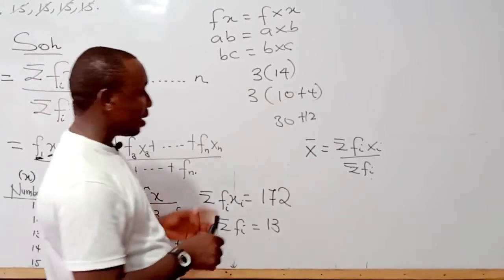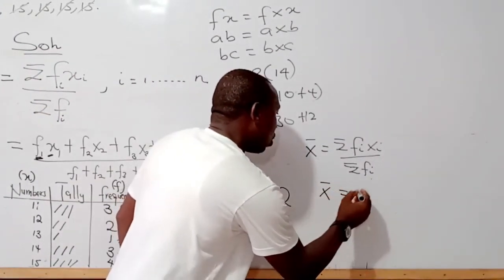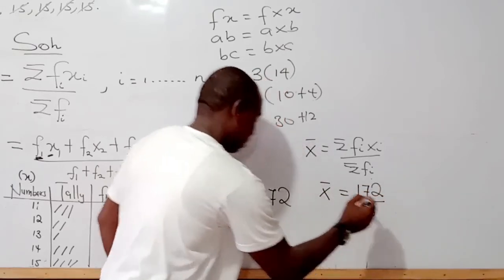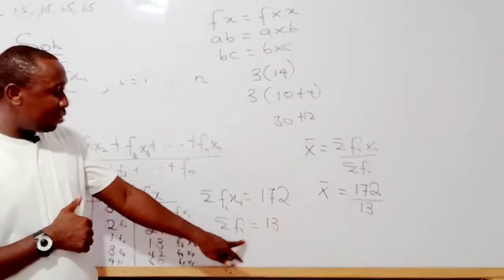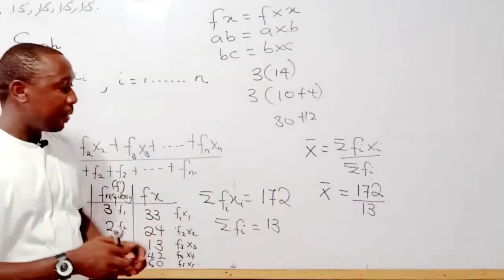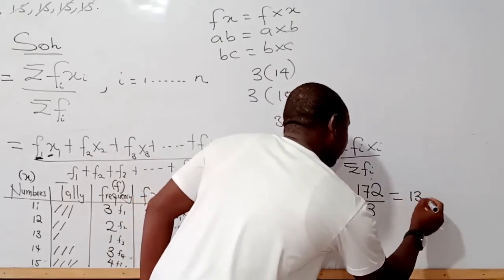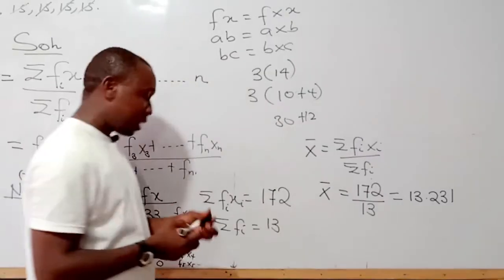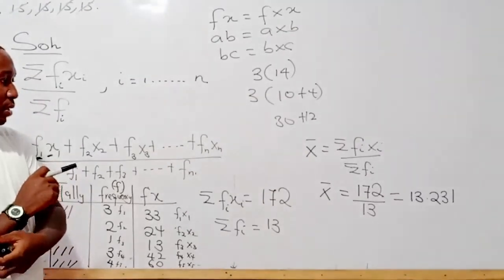So our final answer will be x bar is equal to 172 divided by 13. Because the total frequency here, summation of fi, is 13 and summation of fixi is equal to 172. That gives 13.231, by leaving it in 3 decimal places.